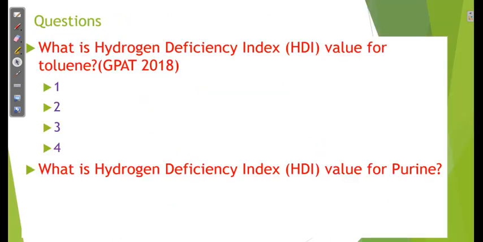Let us go ahead. Here we come again to the question: what is the hydrogen deficiency index value of toluene? If we know the structure of toluene, the structure of toluene is like this. So from this structure only we can say that the degree of unsaturation is 4. Now this is for you: what is the hydrogen deficiency index of purine? For that I will not give you the structure of the purine, that also you have to find from anywhere, and give me the answer in a comment box, what is the DU, HDI or DBE.